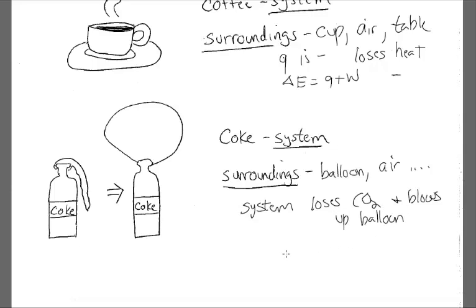So what happened? Work was done by the system. The system was the beverage, and it blew up the balloon, so the system does work. Which means that work is negative, because we defined work as being negative when the system does work. Work was positive when work is done on the system. But this system did work, so delta E in this case is negative.